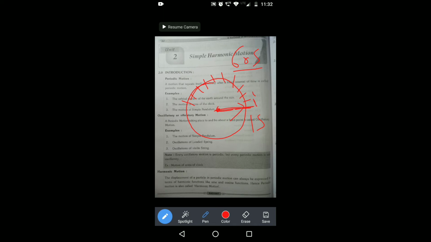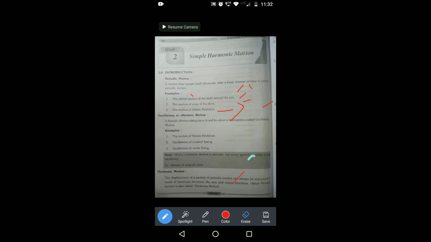1 second, 2, 3, 4. It means now A, B, C, D. The seconds needle covers equal distance in equal intervals of time. This is also a periodic motion.